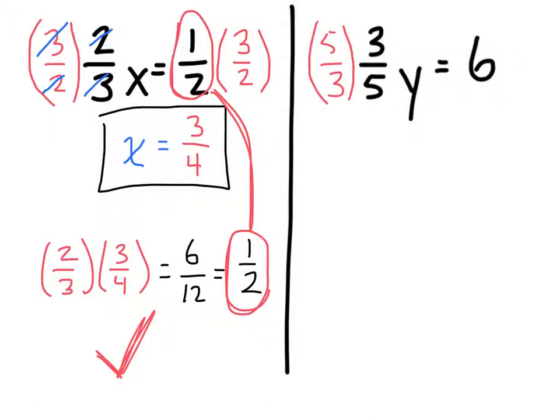So if we're multiplying by 5/3 on the left, we also have to multiply by 5/3 on the right side of the equation. So the two 5s cancel out, and the 3s cancel out. So all that we have left on the left side of the equation is y. Now, let's multiply 6 times 5/3.